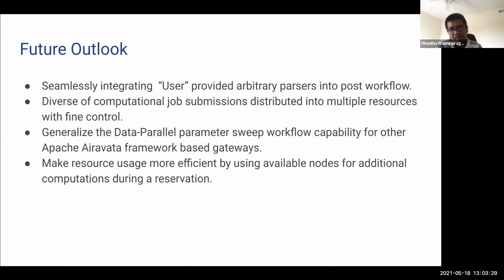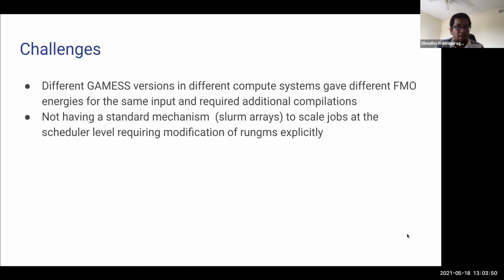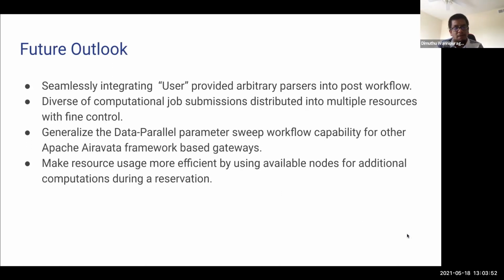The other thing is we need to think about how to do more efficient resource utilization, especially in the case of Stampede2. If you look at the distribution here, there are some jobs running 14 hours, some jobs running 5 hours. If one job runs 14 hours and the rest of the nodes are idle, we can utilize the rest of the nodes for the next batch. So those things we need to further experiment and research, and we are planning to do it in the future in a generic way.